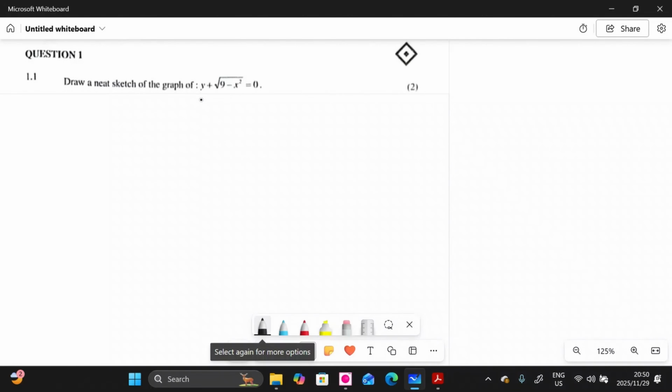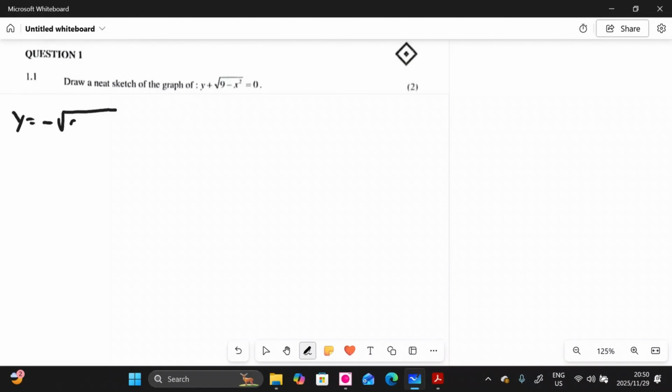So here's our 1.1. The question goes like this: draw a neat sketch of the graph of y plus root 9 minus x squared is equal to 0. Now, this graph here, guys, is actually the semicircle graph, just in case you know. What we have to do here is make y the subject of the formula. Let's do it. We say y is equal to, if you transpose all of this to the right-hand side, negative root 9 minus x squared.